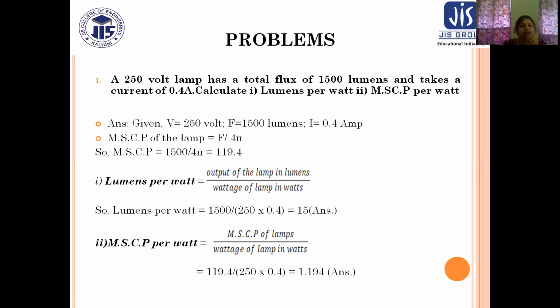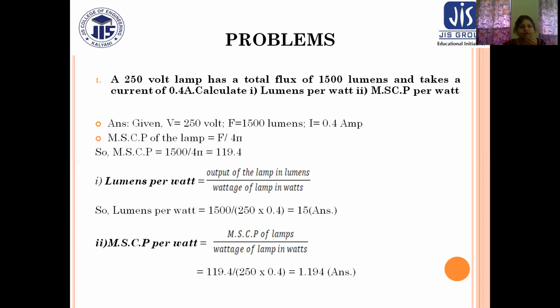First, what is given in the question? Voltage V equal to 250 volt. Then total flux of 1500 lumens. Here flux is denoted as capital F. F equal to 1500 lumens and current I equal to 0.4 ampere.